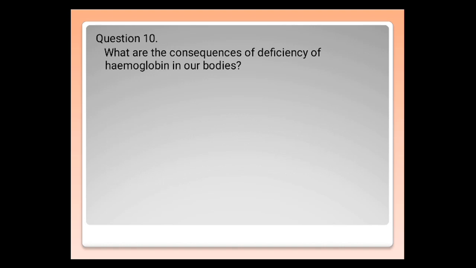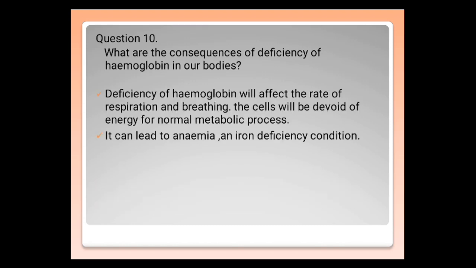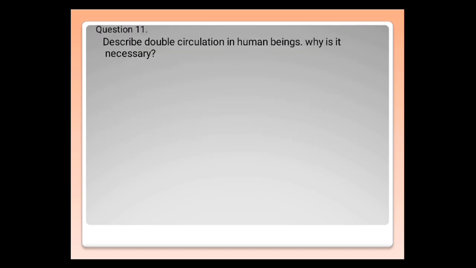What are the consequences of deficiency of hemoglobin in our bodies? Answer. First point. Deficiency of hemoglobin will affect the rate of respiration and breathing. The cells will be devoid of energy for normal metabolic process. Next point. It can lead to anemia and iron deficiency condition, as iron is a constituent of hemoglobin. Next question.